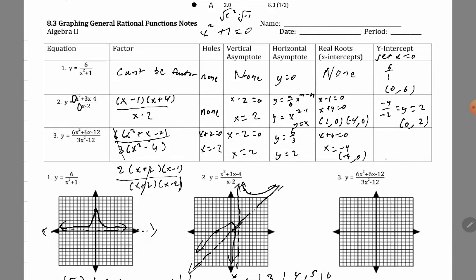Real roots, you set the top equal to 0. Oh, I messed up. Sorry. Looking at the wrong problem. Yeah, down here, we set the top equal to 0, so we have x plus 2, x minus 1. x plus 2 made the hole, x minus 1 did not make the hole, so we set that equal to 0, x equals 1, so 1, 0. And then y-intercept, we set x equal to 0, and we'll get negative 12 over negative 12, which is 1. So this is 0, comma 1.